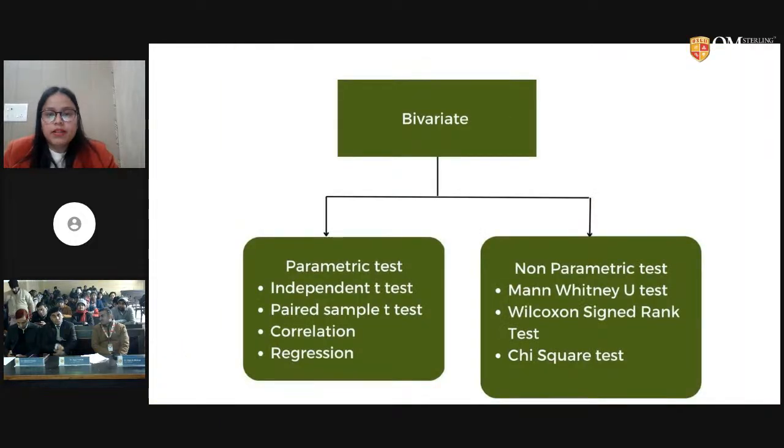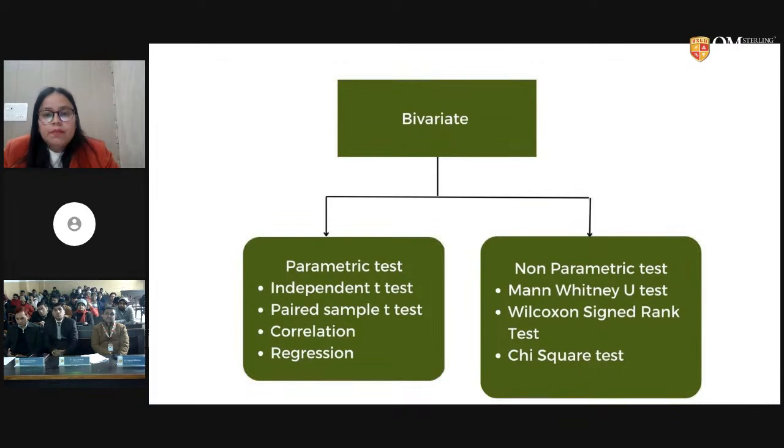So this is the simplest method of one sample t-test. Now we are going to discuss the bivariate variables. Bivariate variables are basically the variables where there are two variables. When there are two variables, then we have to decide whether we can apply a parametric test or a non-parametric test.